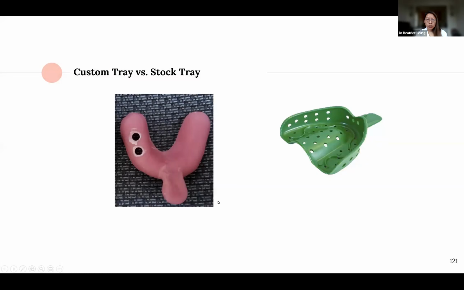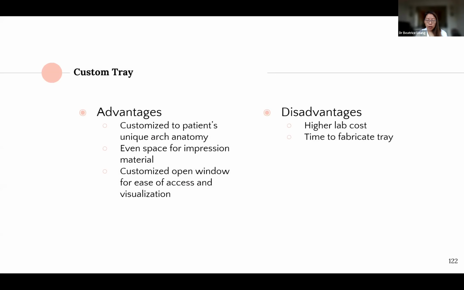One thing I wanted to mention is you can see that in a lot of my cases I use a custom tray, and a custom tray costs more money and time. I see some of my colleagues and students want to just use a stock tray. With stock trays, you might get away with it, but I'll share with you the challenges. A custom tray is customized to the patient's unique arch shape. It allows you to provide an even space of material for the impression material. It also customizes the opening so it's easy for you to access the screw. Because I like to do open tray, I find that it's more accurate in my hands. I tend to use a custom tray.